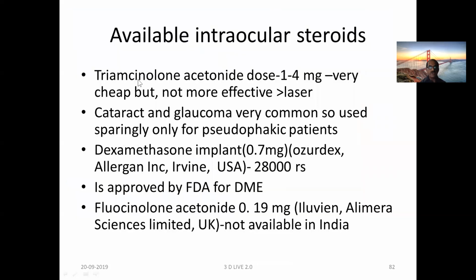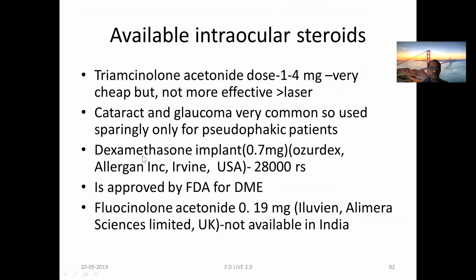Now, what are the available steroids? Triamcinolone acetonide, or Tricort, or Kenalog, whatever it is. Its dose is 1 to 4 milligrams given intravitreally. Some people give it posterior subtenon also, but it's cheap and not effective, and it's more effective than laser, so I have stopped using it. Many people don't stop using it. It causes cataract and glaucoma very commonly.